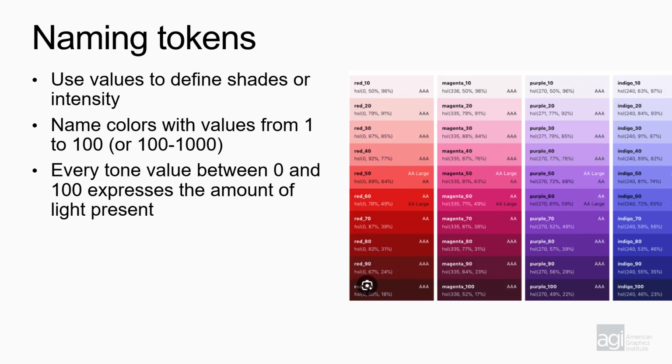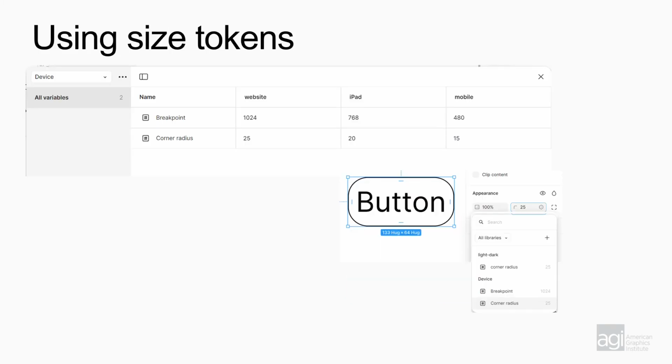So like red_10, red_100. Some people use 100 to 1,000, whatever. But again, it helps to communicate to somebody that if they're using red_50, it is actually like 50% of the solid red. Okay, so I talked about size tokens. I'll show you how that works as well.